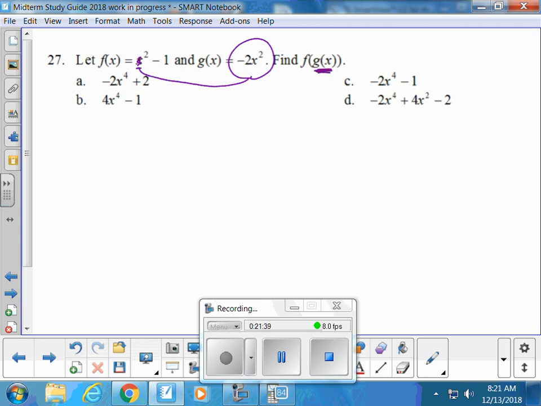Now this sometimes results in a foiling problem. In this case, not so much, because it's just squaring one single term. So here's our setup. Negative 2x squared minus 1.